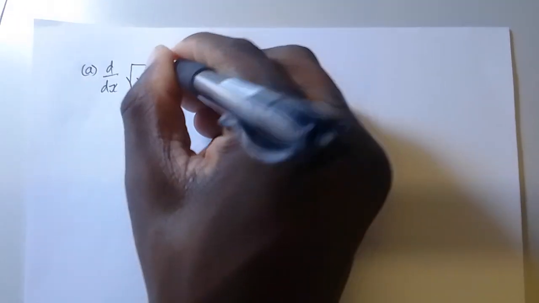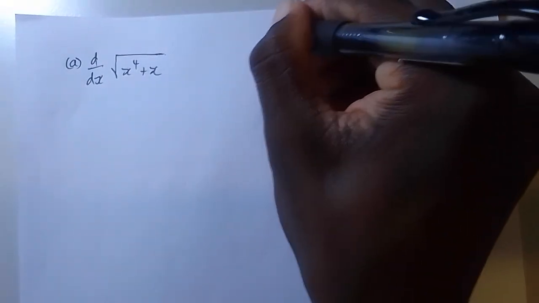Today we'll be doing the chain rule. The first problem we're going to do is this one. We have to differentiate the square root of x to the fourth plus x.